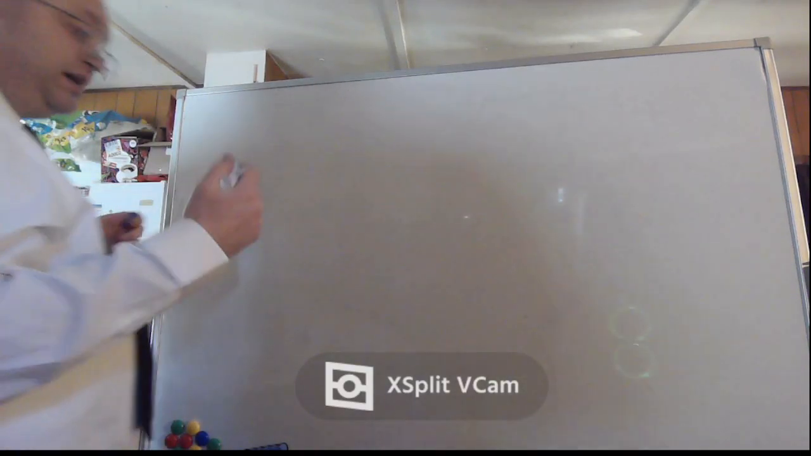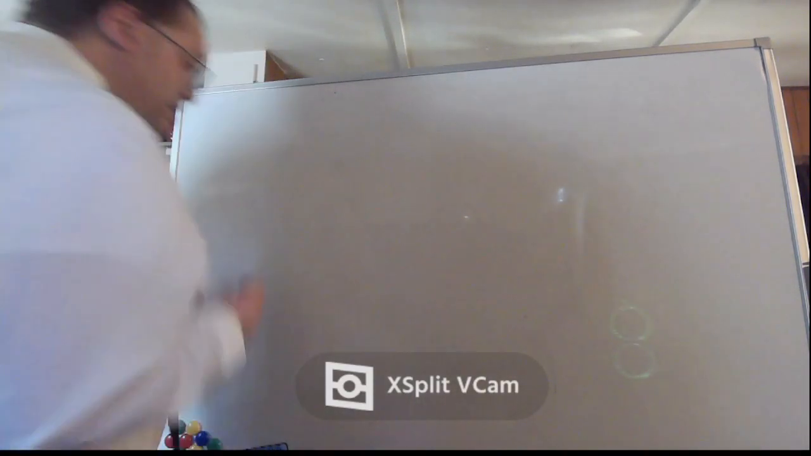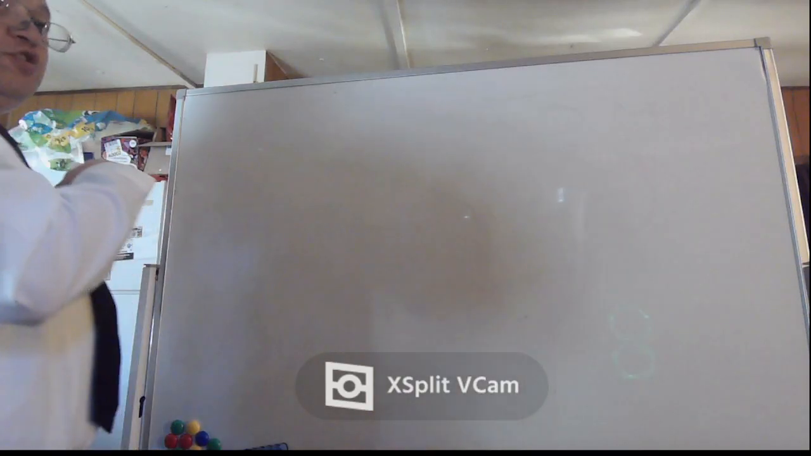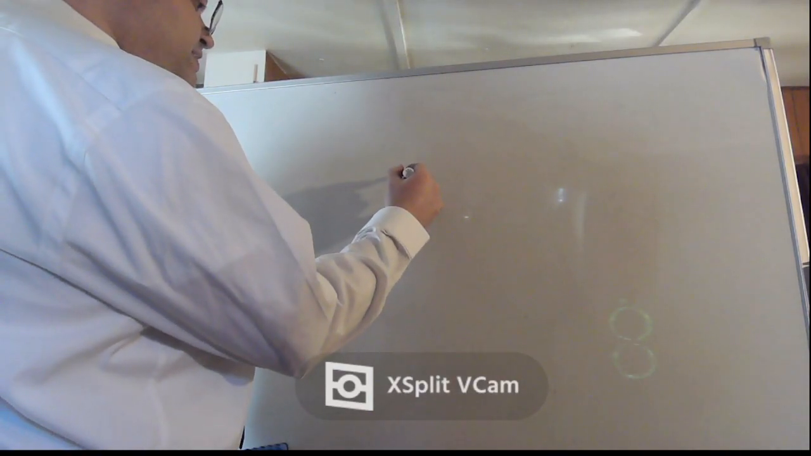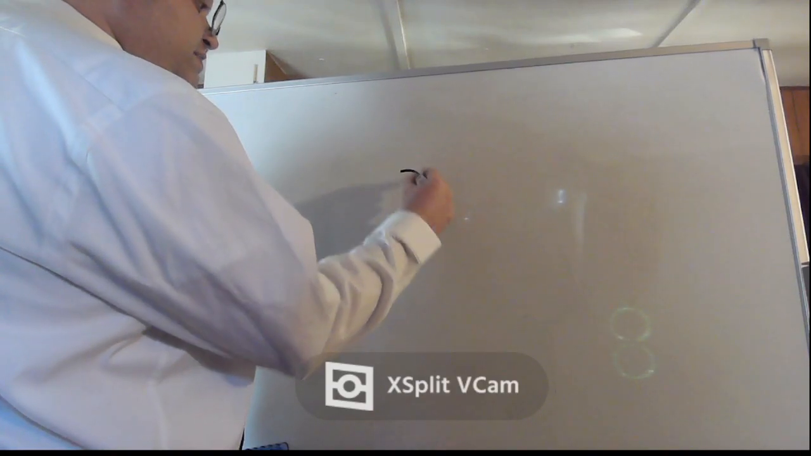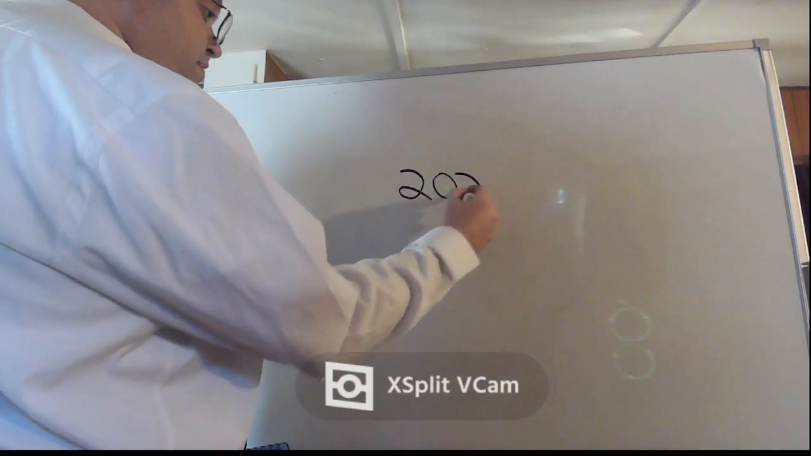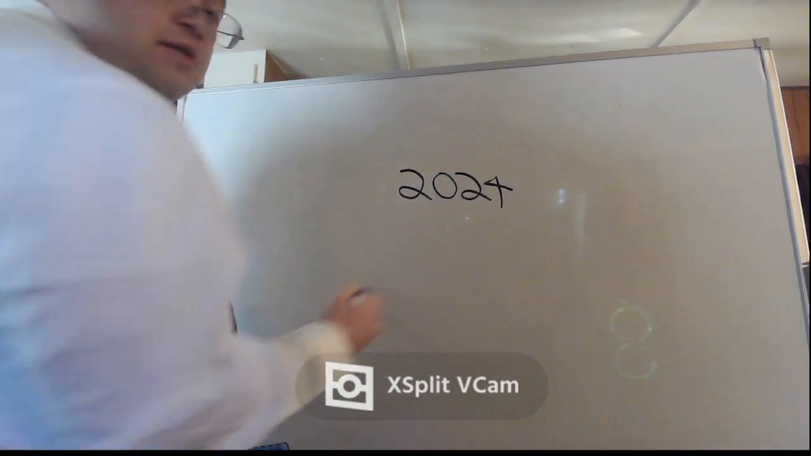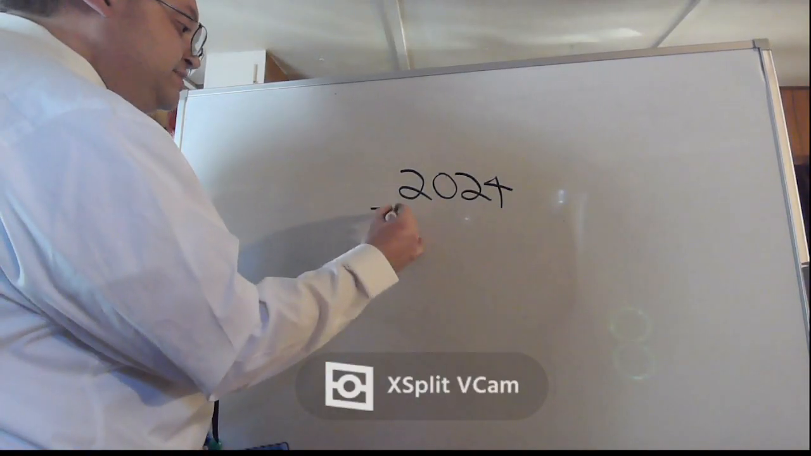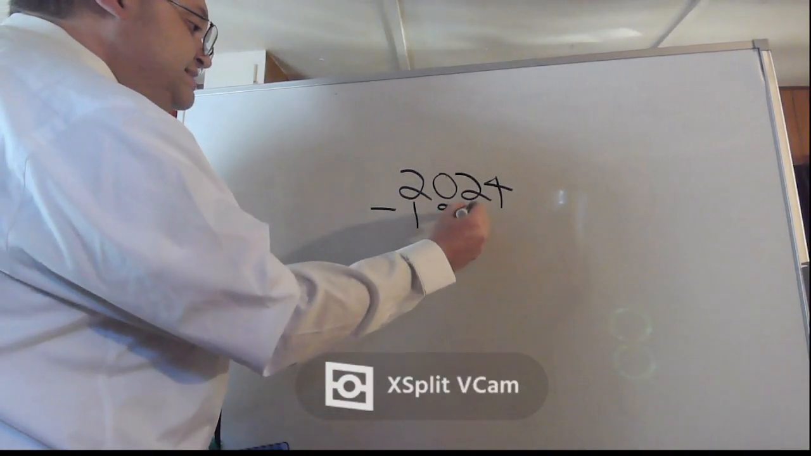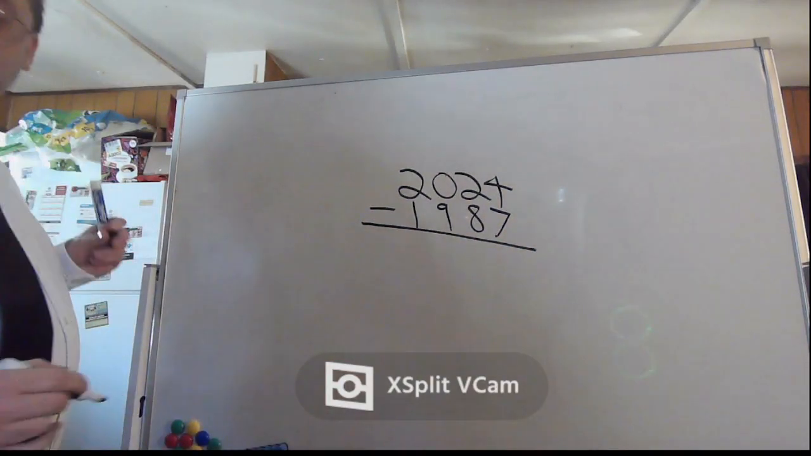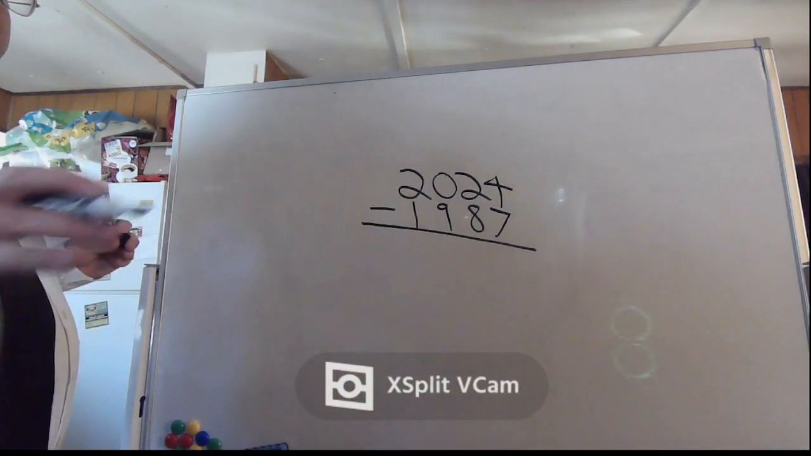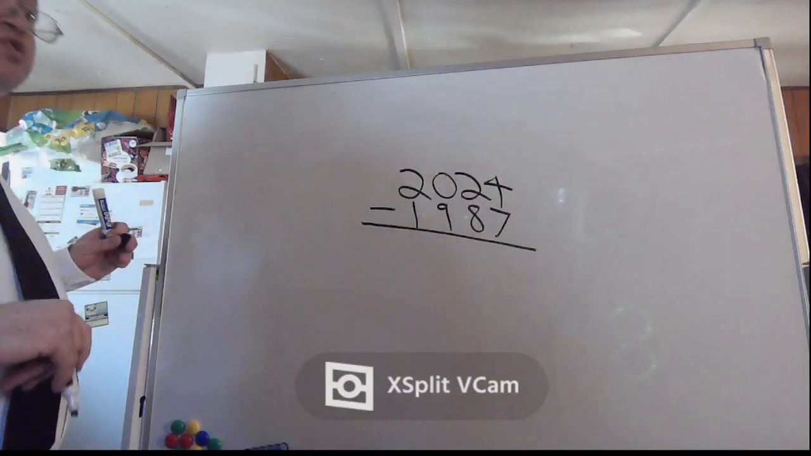Let's do a couple more here, like 2 more. If you want to know my age, this is your chance. I was born in the year 1987. The current year is 2024, right? That's our current year. I was born in the year 1987. So we subtract 1,987 from 2024, we'll get my age.